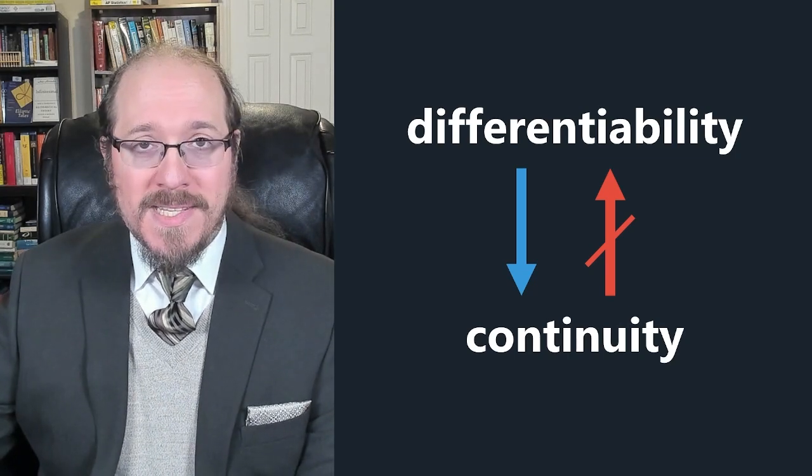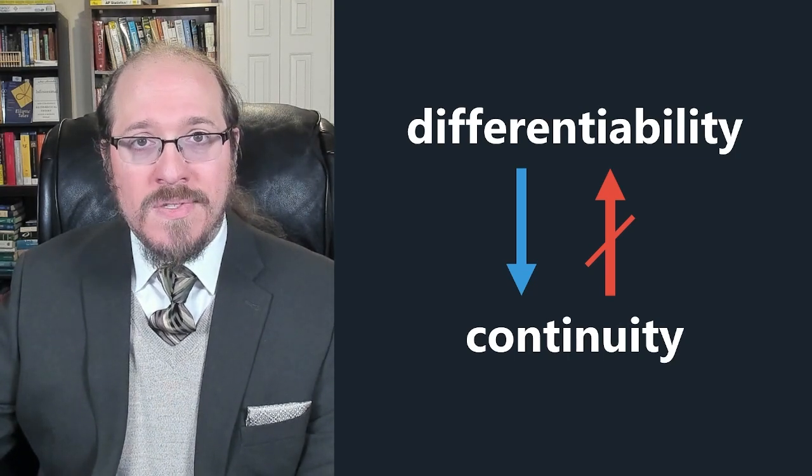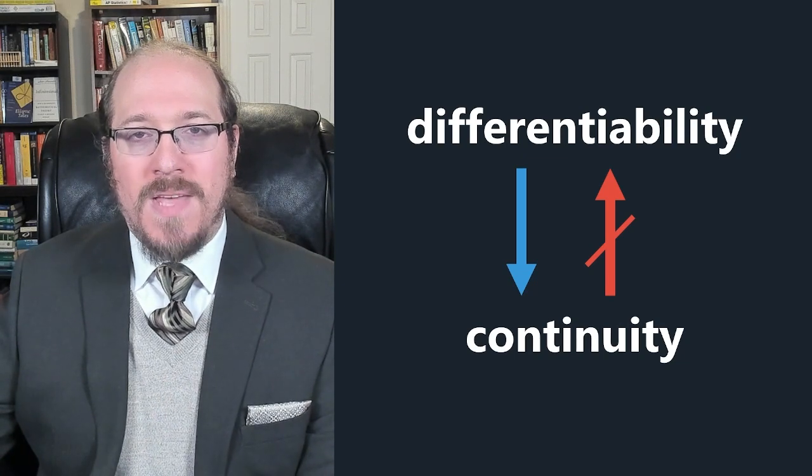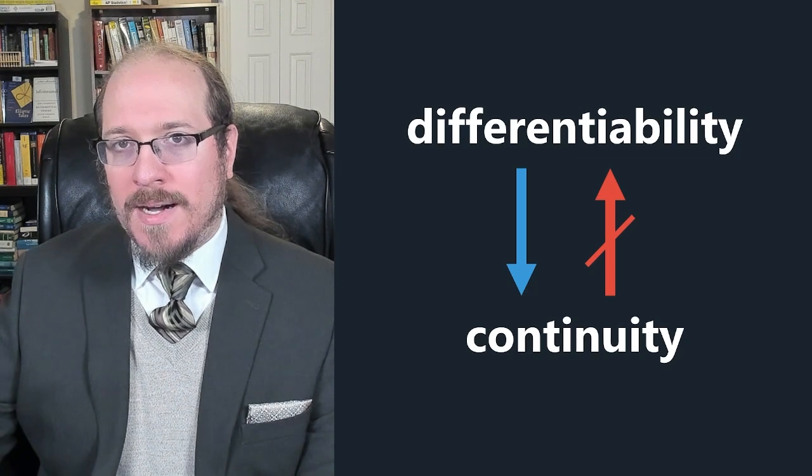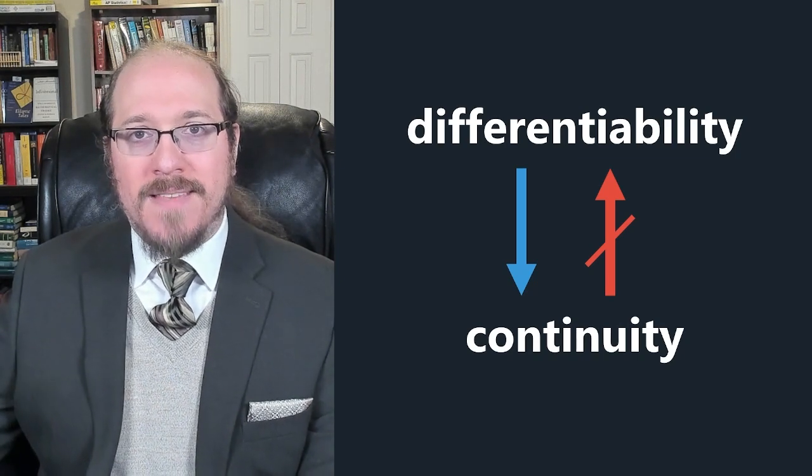Math is full of statements like this. All squares are rectangles, but not all rectangles are squares. These one-way implications help you see the relationships between concepts and how they all fit together.